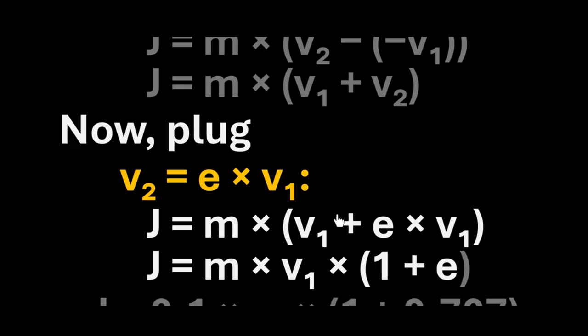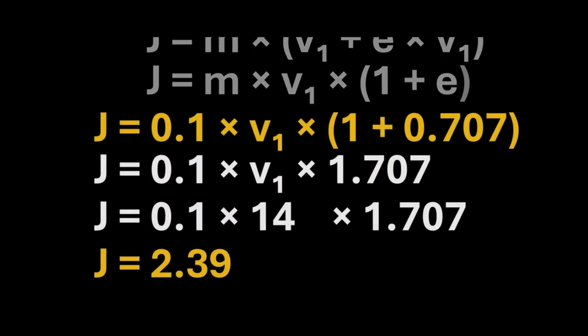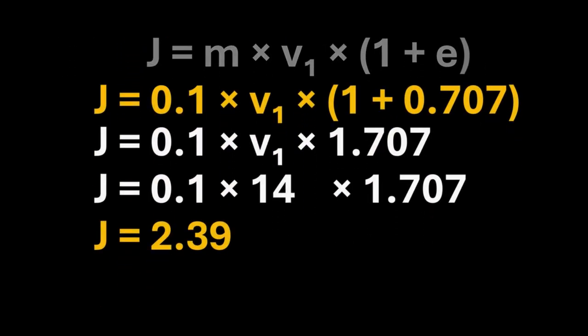So V1 is common here. So I can pull out V1 from the bracket here. So that becomes M times V1 into 1 plus E. E is 0.707, so that becomes 1.707. So it is 0.1 into V1. V1 we already know is 14. So it is 0.1 into 14 into 1.707, which gives us 2.39. Okay.